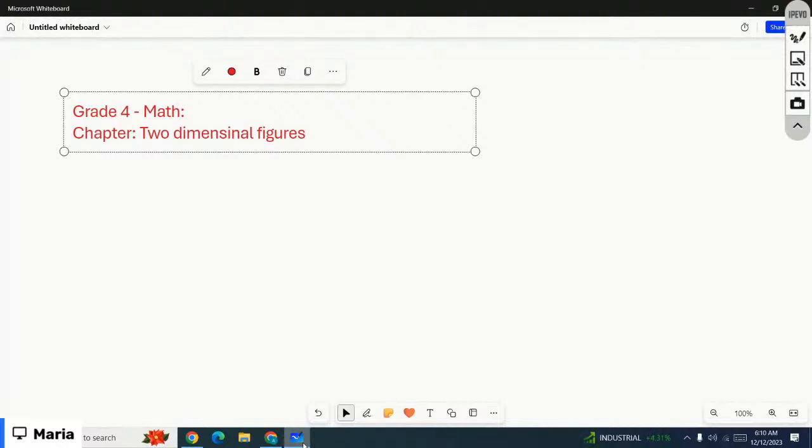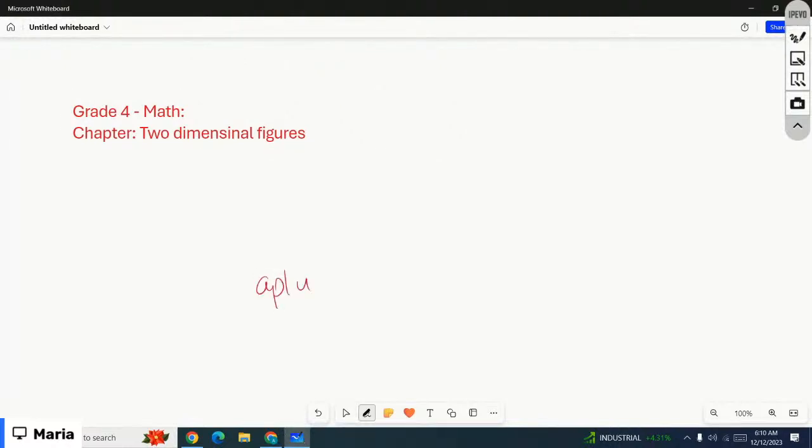So you can find all the lessons on aplusstudents.com. You have to log in there using your email address and password as provided by the administrator. Then you have to select math from the subject tab, scroll down to grade 4, and then click on view all lessons. So there you can find a list of the chapters.